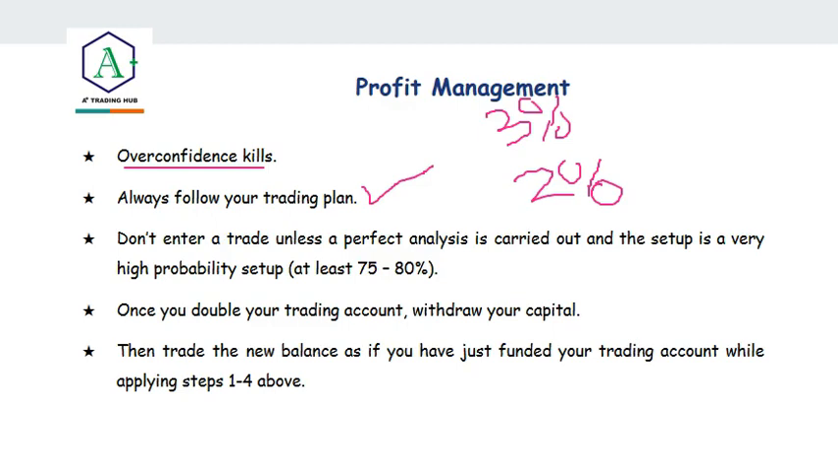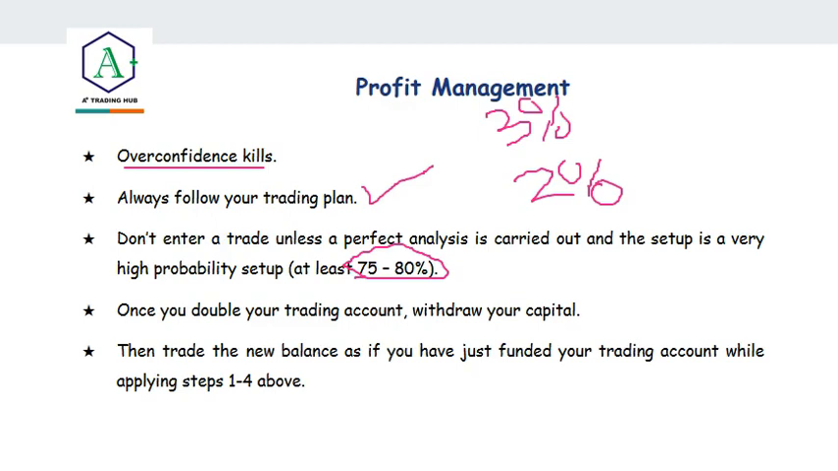Then don't enter a trade unless a perfect analysis is carried out and the setup is a very high probability setup, at least 75 to 80%. So if you see a trade setup and after all analysis has been done, the probability that it is going to hit your take profit is not up to 75 or 80%, don't take the trade. It's as simple as that. Just leave it alone and look for another trade.